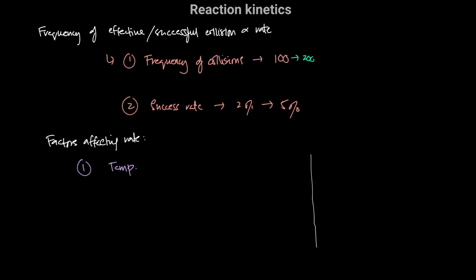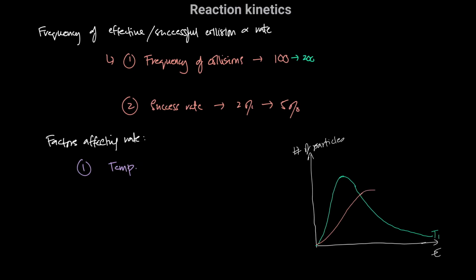So if you remember, this is the Boltzmann distribution, where we plot the number of molecules against the molecular energy: number of particles on the y-axis, and energy on the x-axis. Let's say this is the curve at temperature T1. And now we have a curve like this at temperature T2.